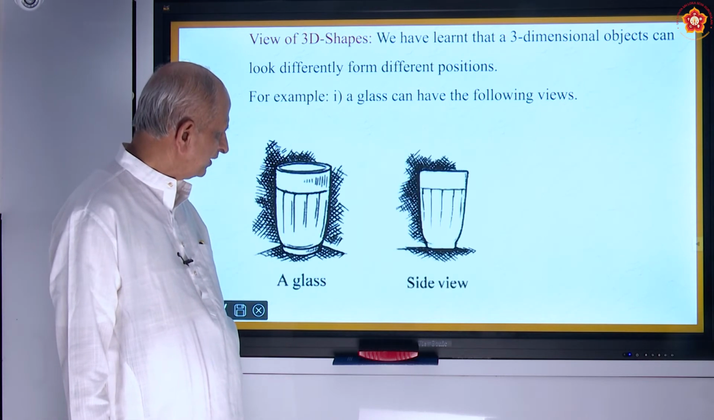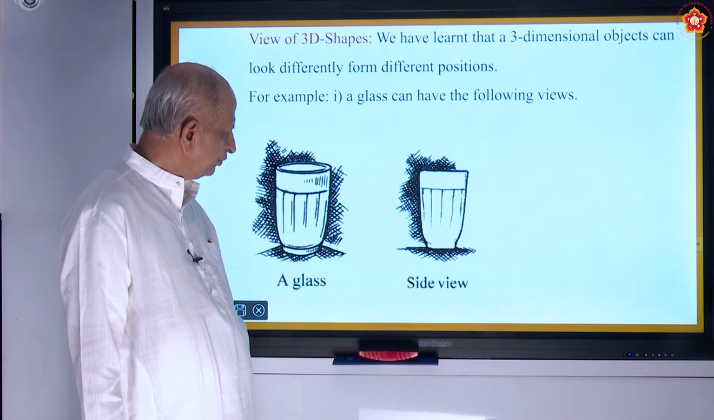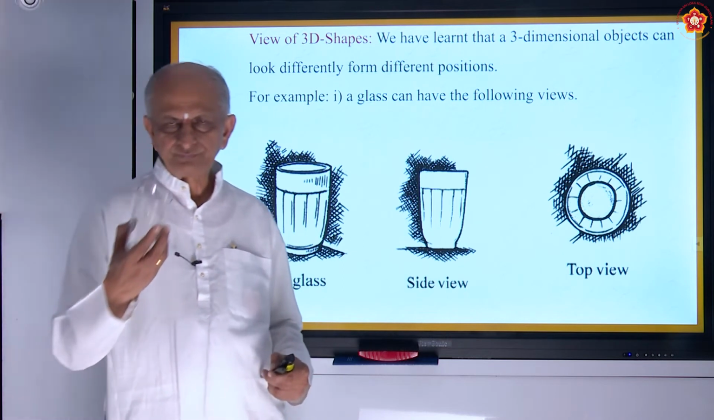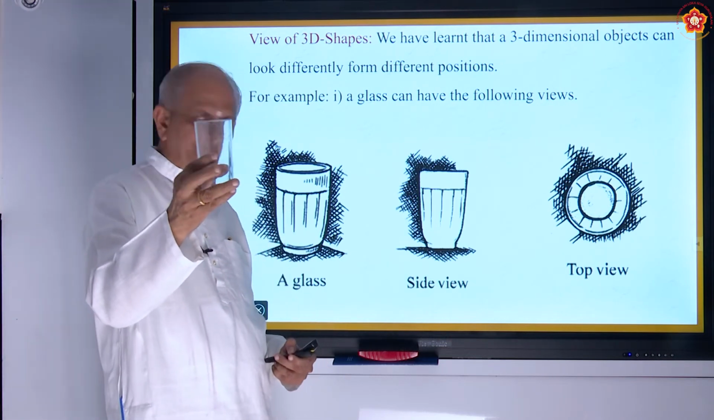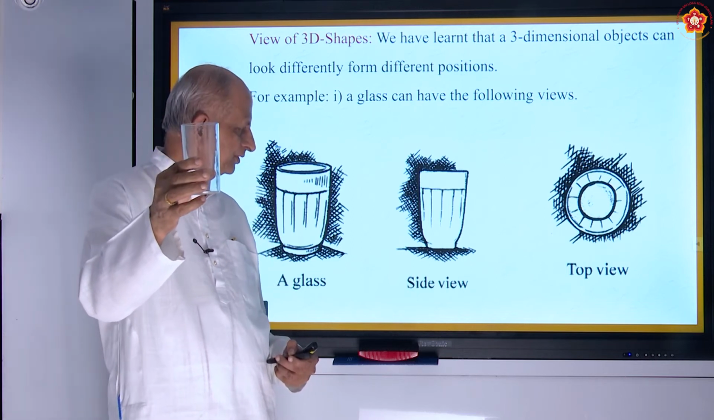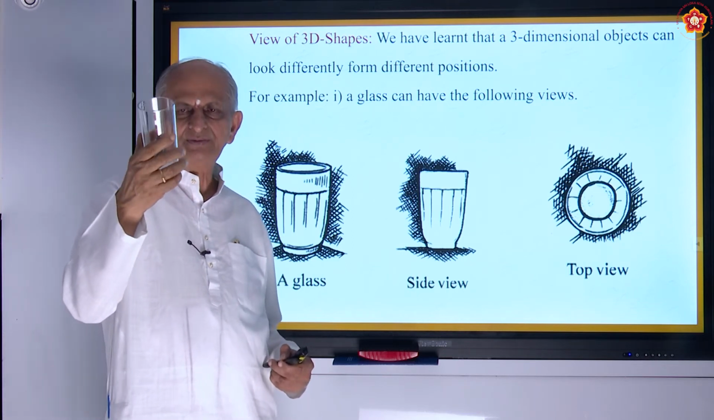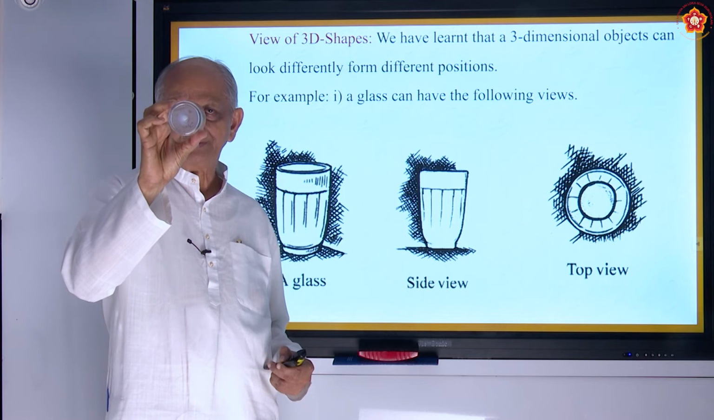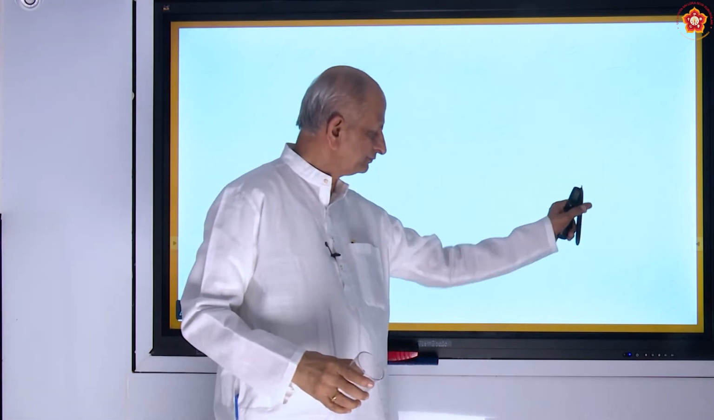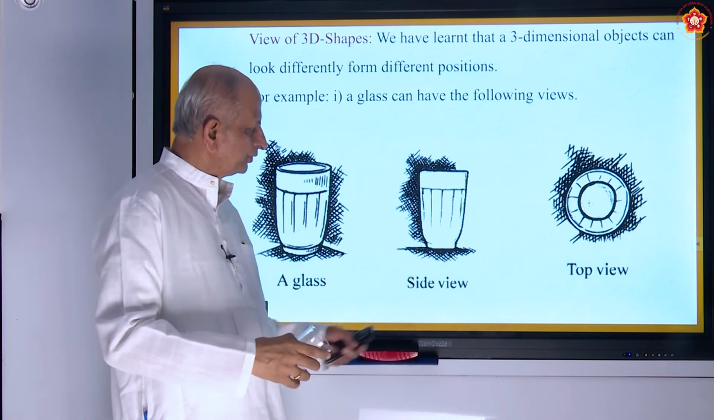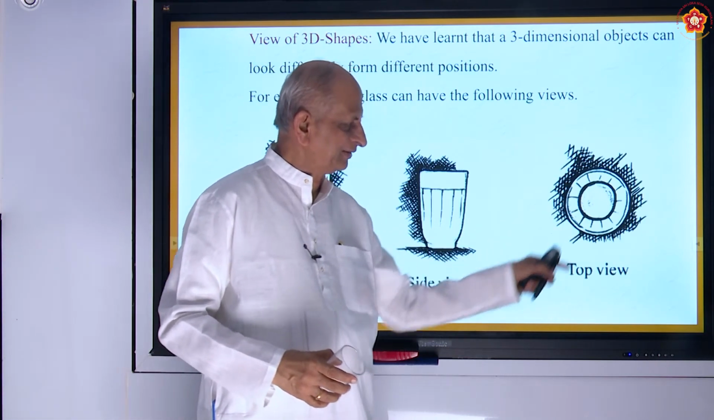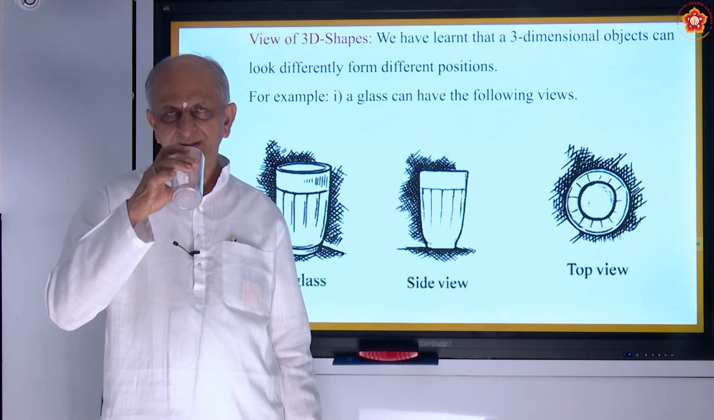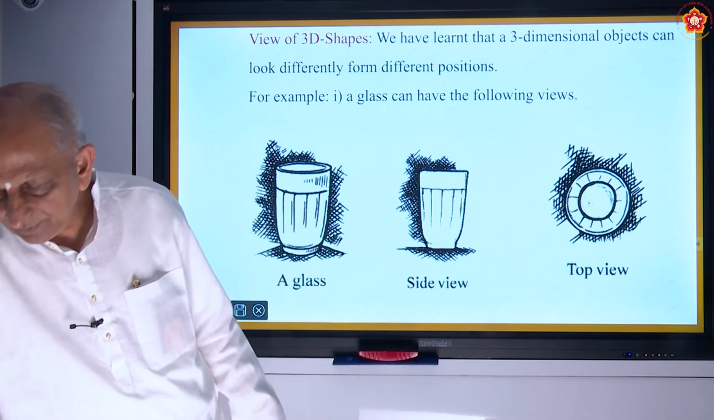So this is the front portion, this is the side view, and this is the top view. See here, if you look like this, this looks like a glass. So if you look at the same glass from the side, and if you see like here, you get concentric circles. There are two circles here. That's what you see here. So this is a concentric circle. That is called top view. From the top, if you observe, there are two circles we find.